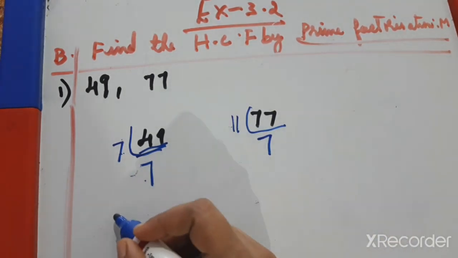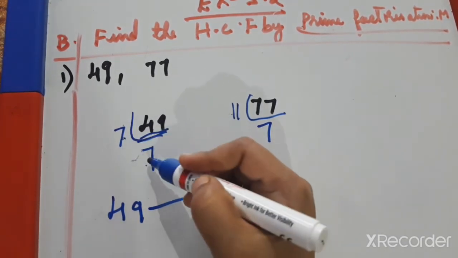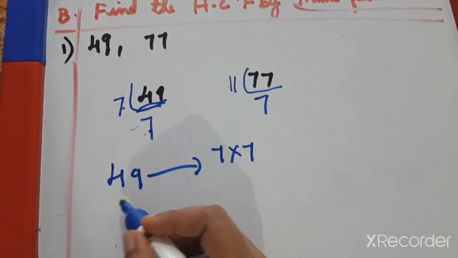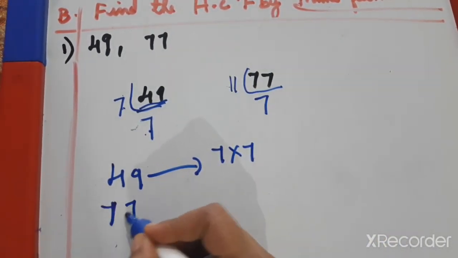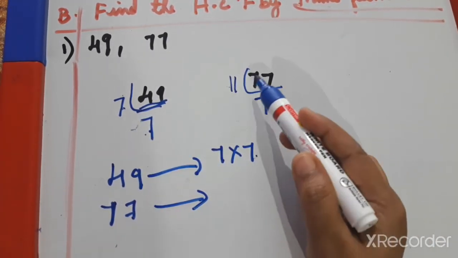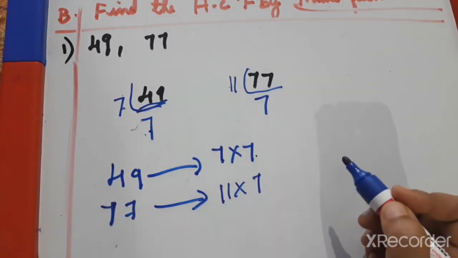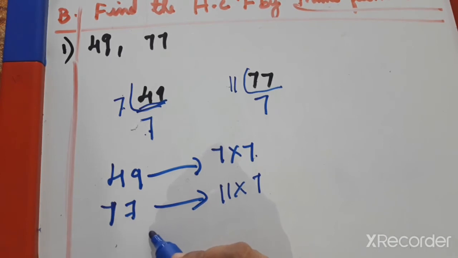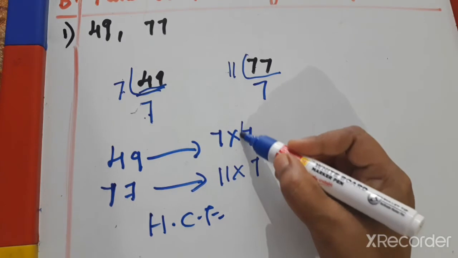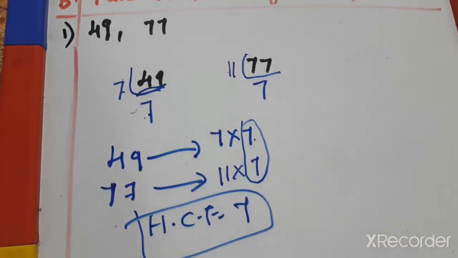So now the factors of 49 are 7 into 7. Factors of 49 is 7 into 7. Then the factor of 77, sorry, the prime factorization of 49 is 7 into 7. Prime factor of 77 is 11 into 7. Which is common? So highest common factor, HCF, equals the highest common factor, 7. So the answer is 7. Highest common factor is 7.